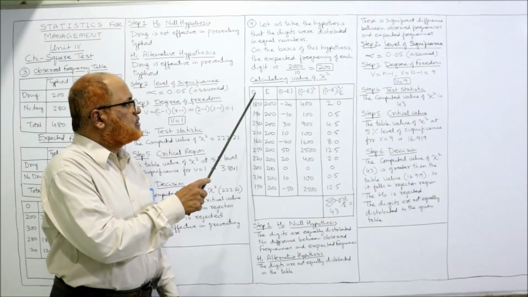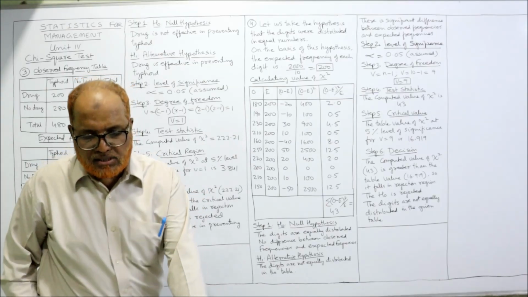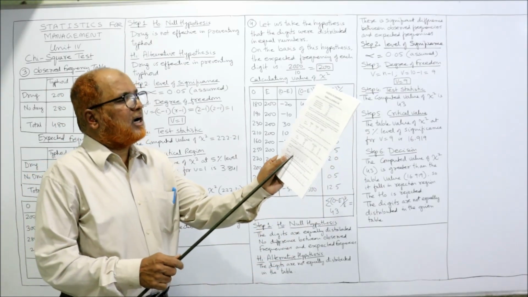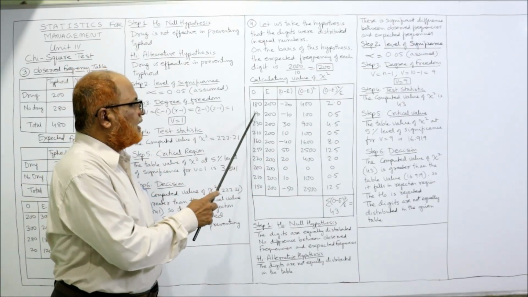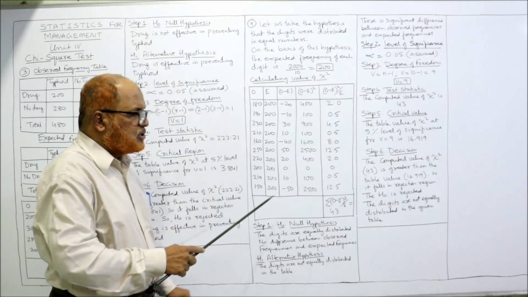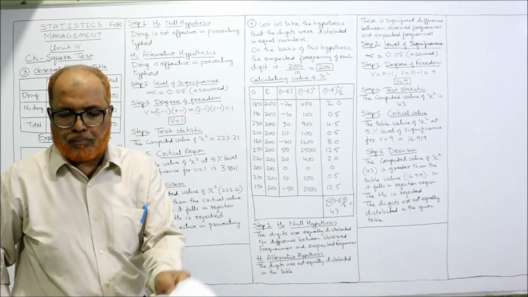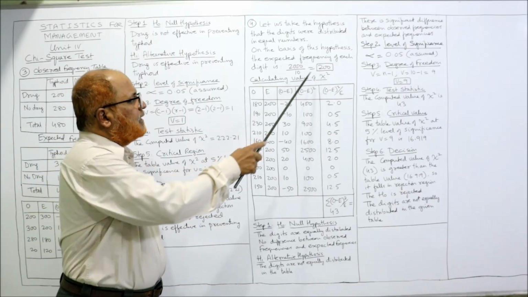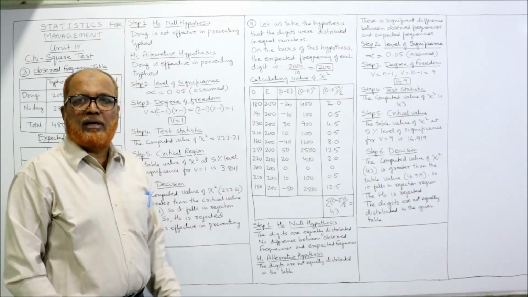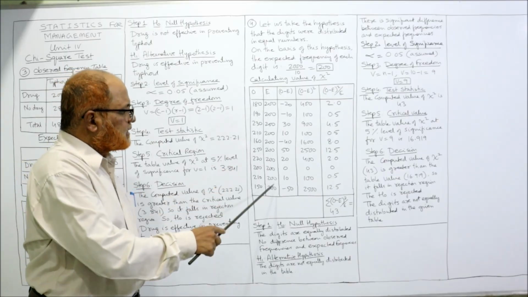Now here, observed frequencies are given in the problem. 0 occurred 180 times and 1 occurred 190 times. So 180, 190, 230, all these are the observed frequencies I have copied from the problem. Then the expected frequency, just now we have calculated, is 200 for every digit.